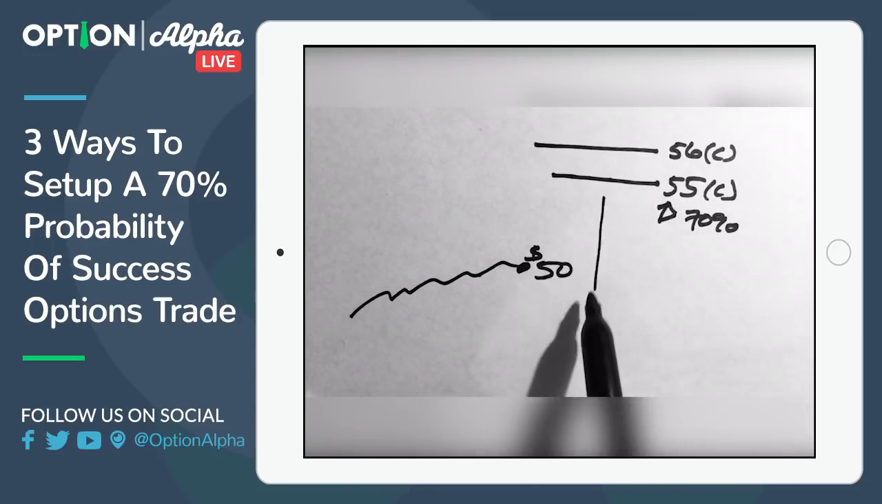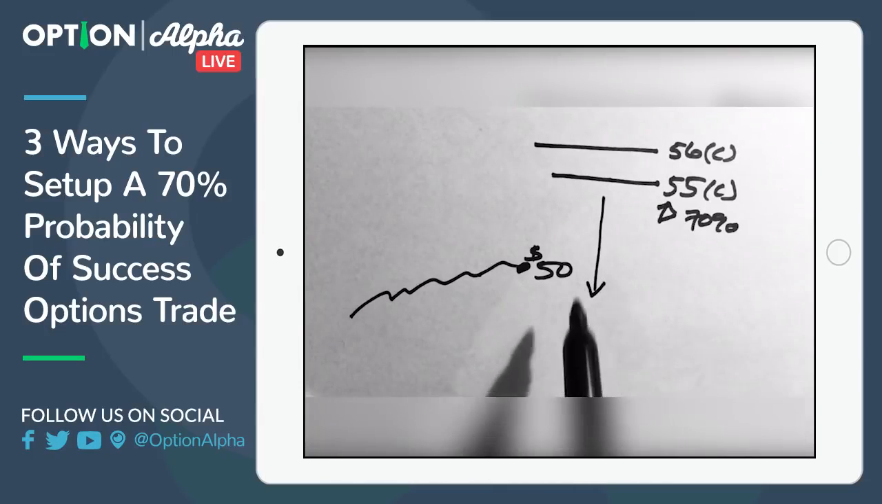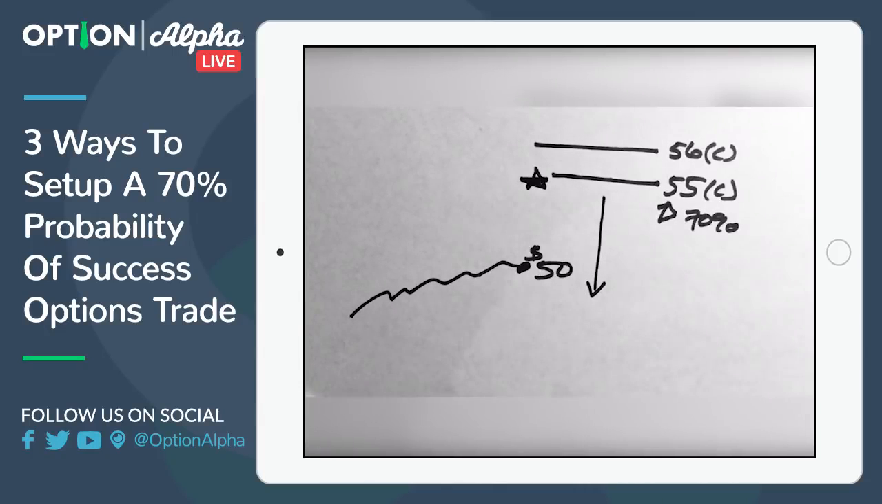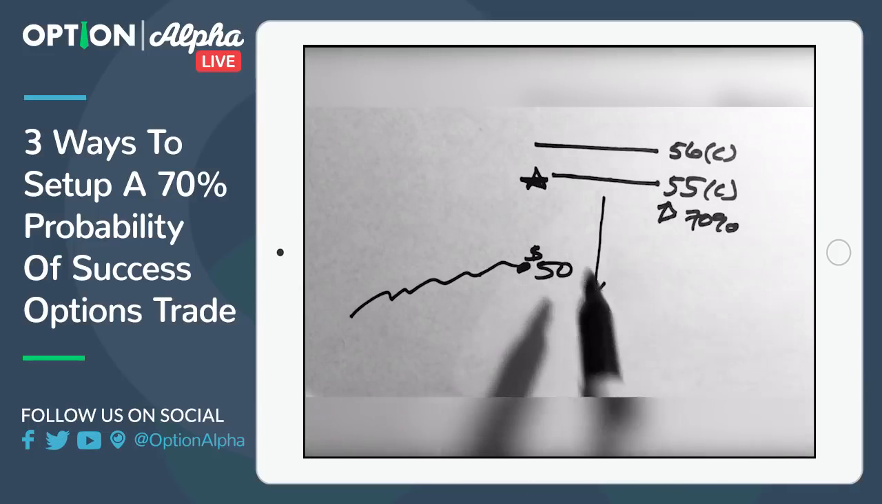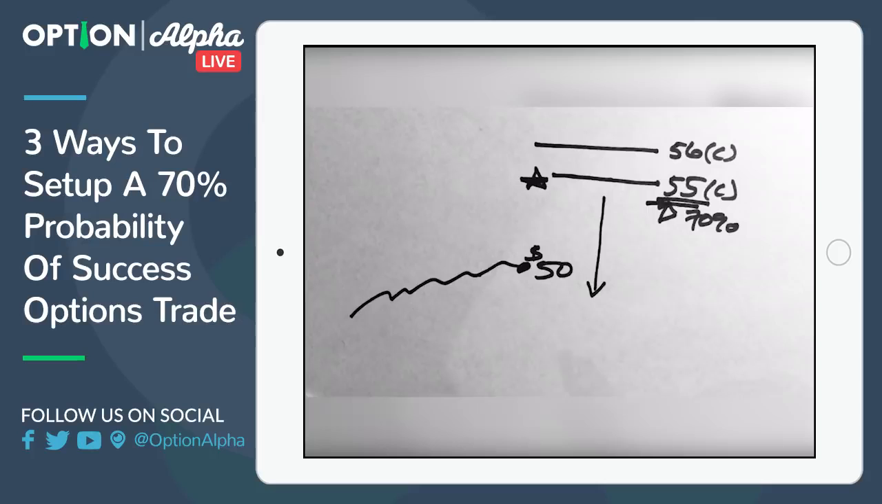So in this case, again, the stock has a 70% chance of making money because all you want it to do is close below 55, right? The stock can rally, it can go sideways, it can go down, but as long as it closes below 55, then you end up making money in this scenario, okay?